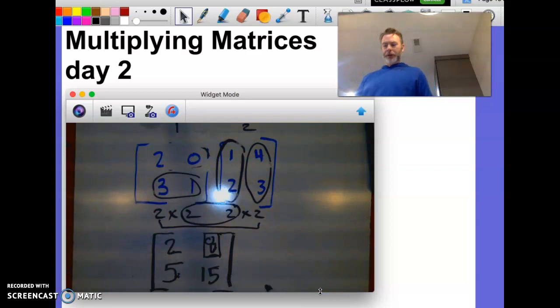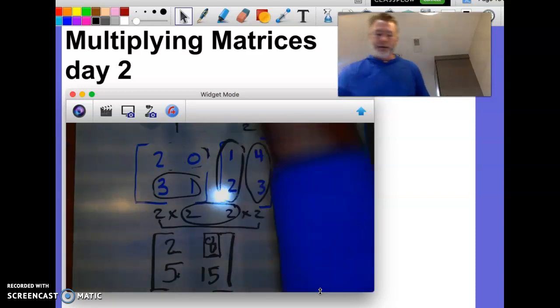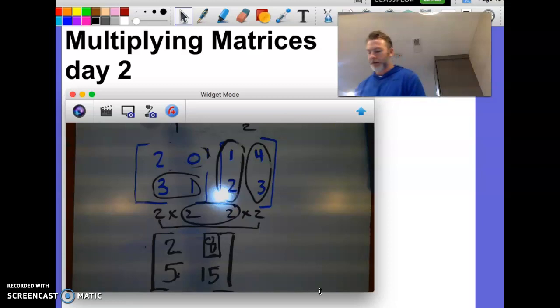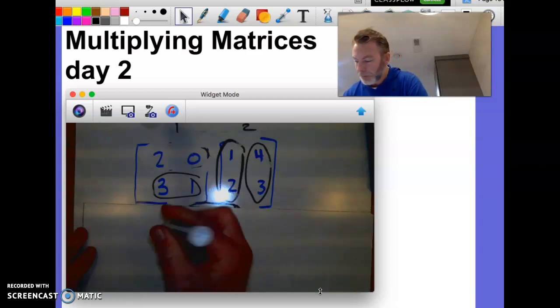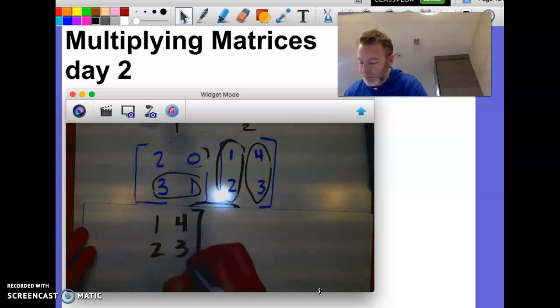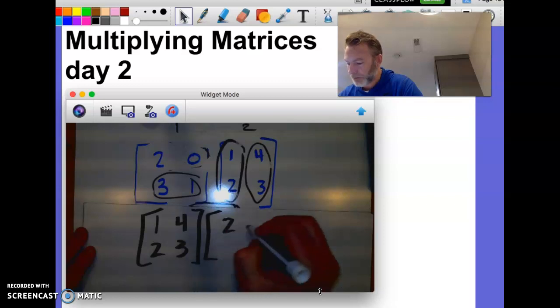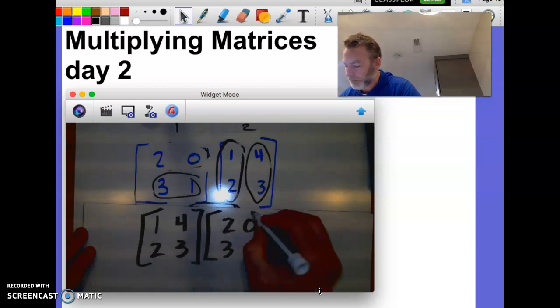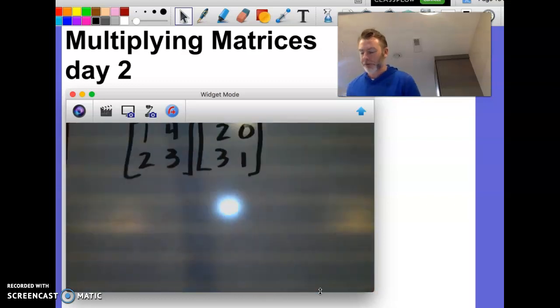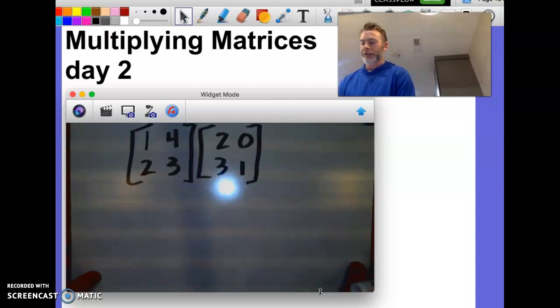Done. Okay? Now, let's take a look. Let's switch the order of these. I'm going to use another board here. So now we're going to go 1, 4, 2, and 3. Switch the order of the matrices here: 2, 0, 3, and 1. We're going to see if it is commutative. Well, we already know the answer in this direction is 2, 8, 5, and 15. Let's switch the order.